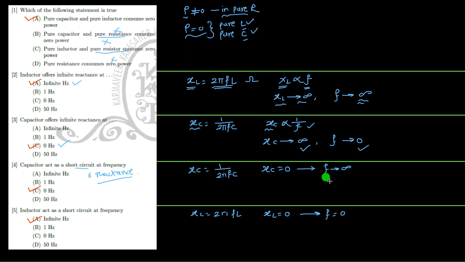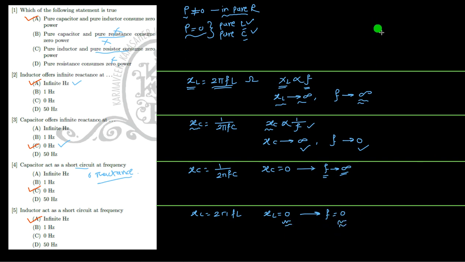When will Xc become 0? When the frequency is infinite, Xc will become 0. At which frequency does an inductor act as a short circuit? XL is equal to 2 pi FL. If you want the inductive reactance to be 0, the frequency also must be 0.